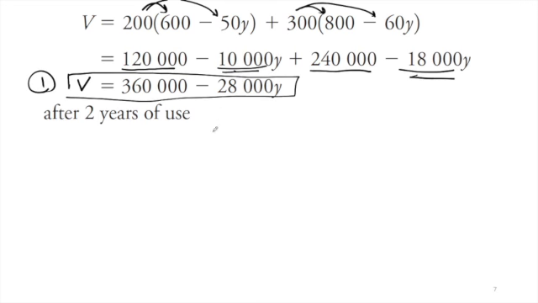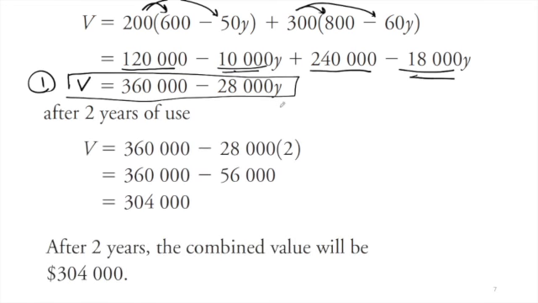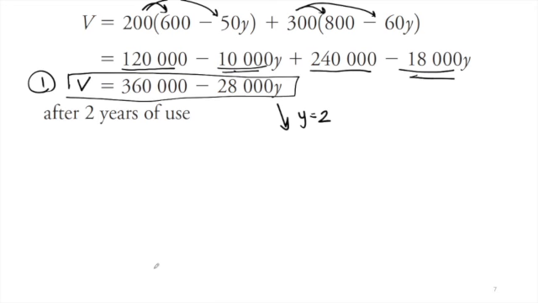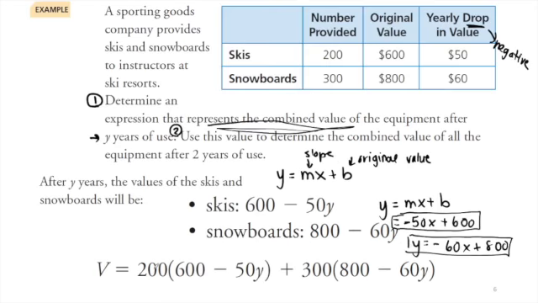Okay, and then to get after 2 years of use, you're simply going to plug in y is equal to 2 for that equation. 360,000 minus 56,000, so 304,000. So after 2 years, the combined value is 304,000. Okay, so that is an example where you have to come up with equations. I hope you can remember y equals mx plus b for that in case you see it in your homework. But remember, it's just your slope and your original value. So original value, and then this is your slope here.